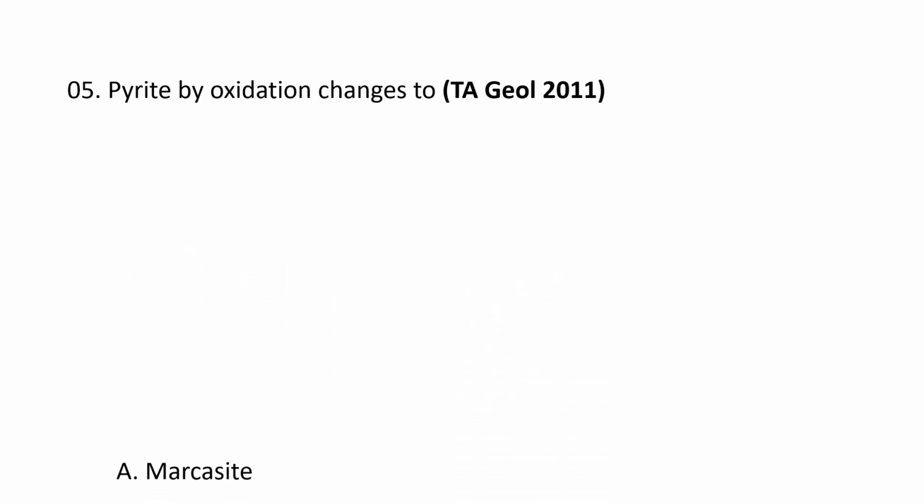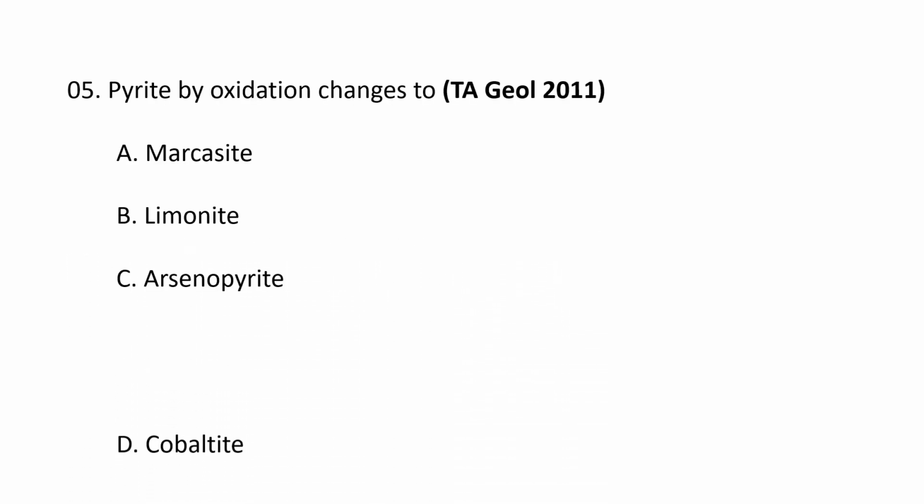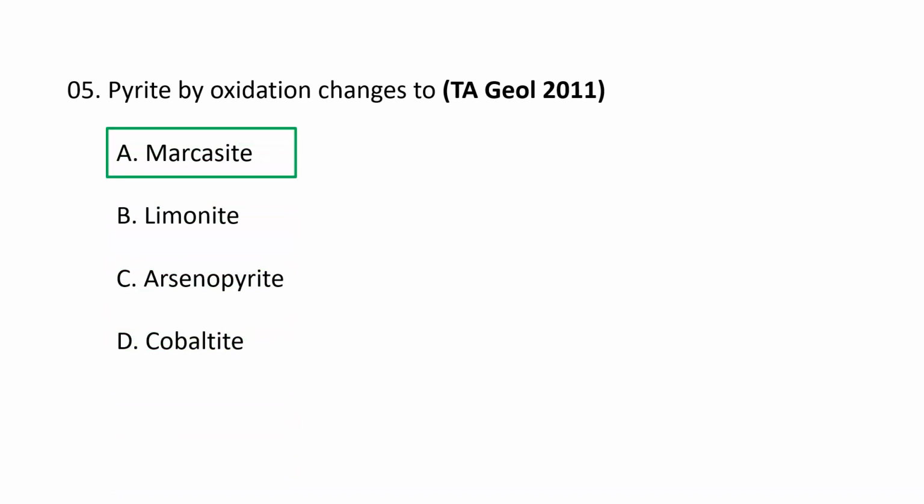Next question. Pyrite by oxidation changes to: A. marcasite, B. limonite, C. arsenopyrite, D. cobaltite. Pyrite by oxidation changes to A, marcasite. Pyrite is an iron sulfide mineral that can change into marcasite, which is a polymorph of pyrite, through a process known as oxidation.